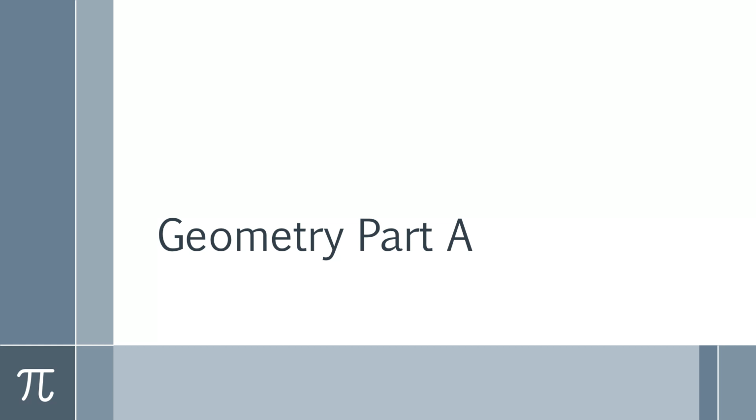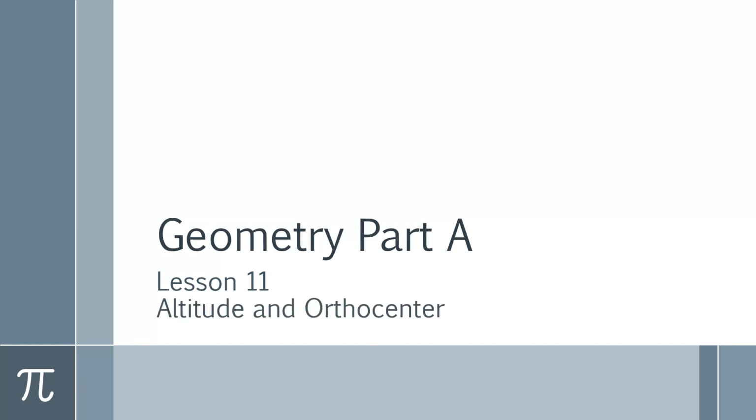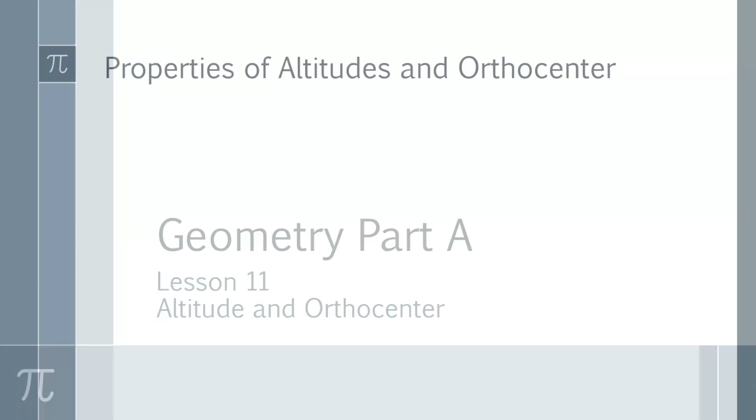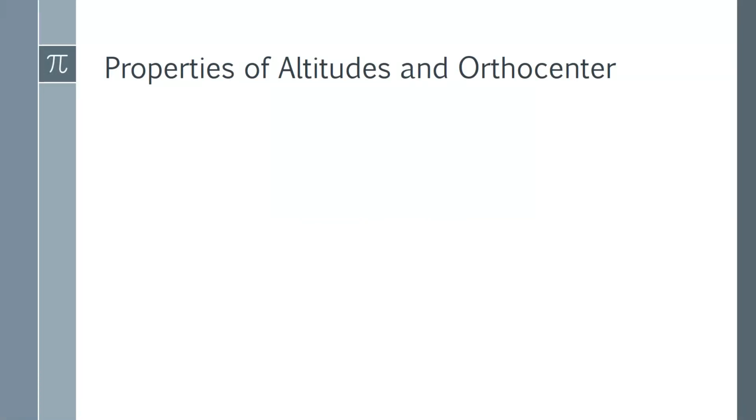This is Mr. Rowe. We're looking in Geometry Part A. This is lesson 11, and we're talking about altitude and orthocenter. And again, we're looking in triangles, the special segments of triangles. So what are some of the properties of the altitude and the orthocenter?